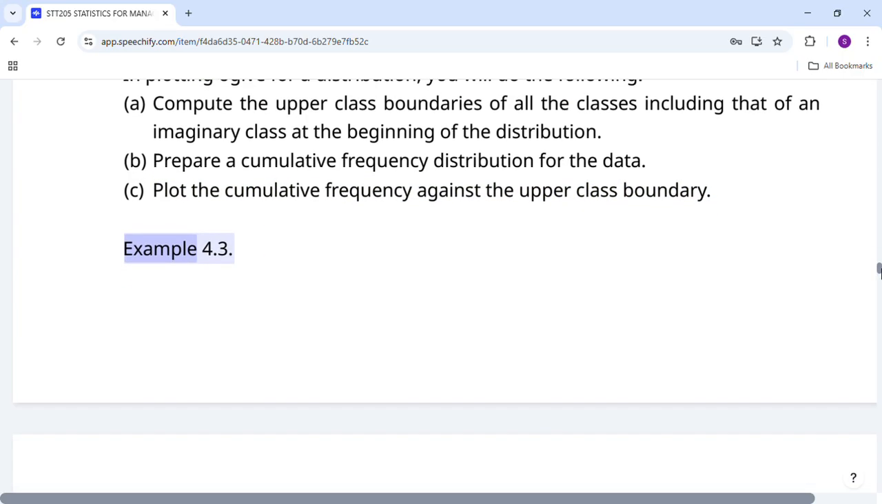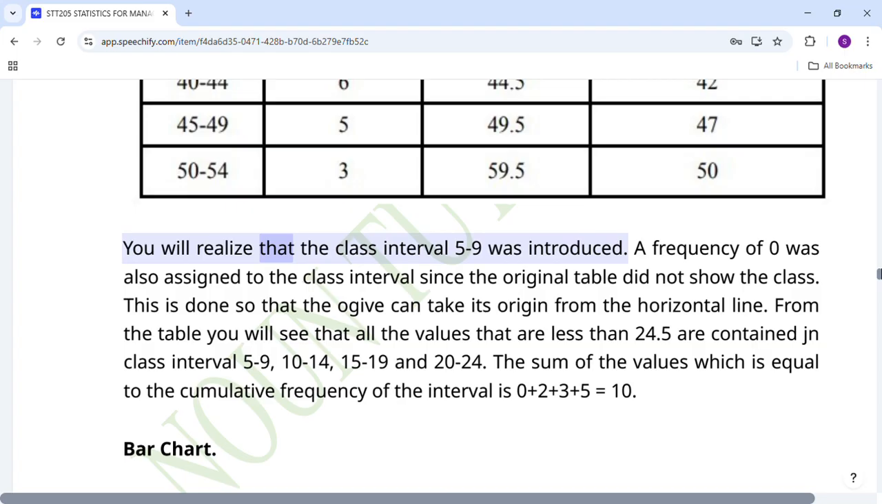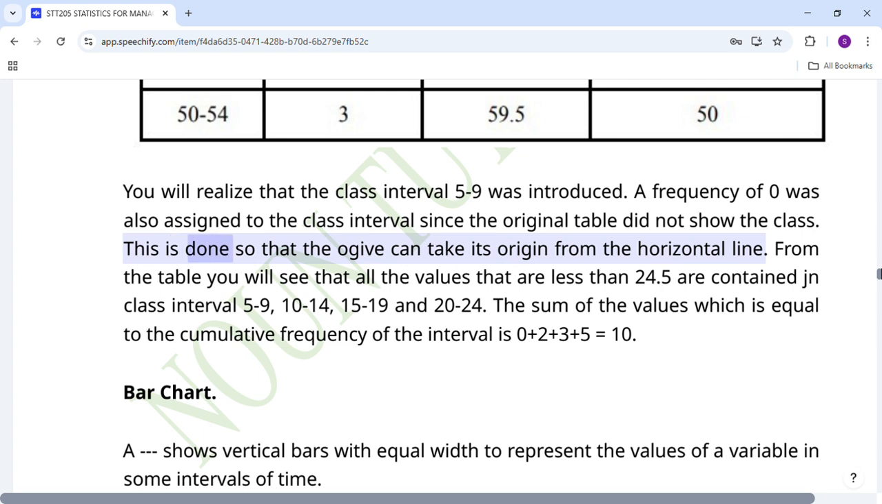Example 4.3. For Table 4.1, construct an ogive for that distribution. You will realize that the class interval 5 to 9 was introduced. A frequency of 0 was also assigned to the class interval since the original table did not show the class. This is done so that the ogive can take its origin from the horizontal line.